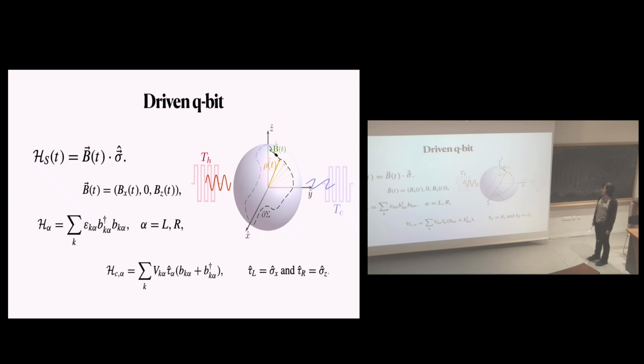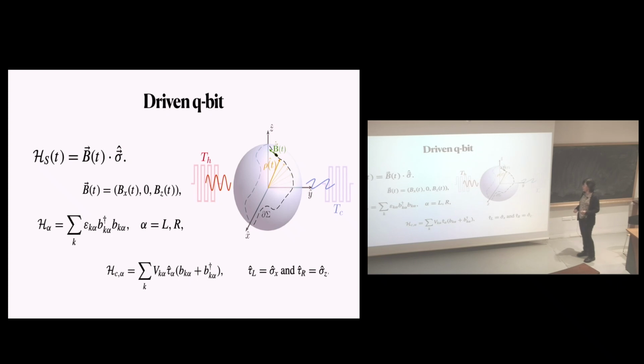So this is an example in which the simplest case you can figure out is a single qubit coupled to two reservoirs at 2 different temperatures and driven by 2 time-dependent parameters, this Bx and Bz. And the idea is to perform a cycle with this time dependence of these B's. The reservoirs are Caldeira-Leggett-like reservoirs, a set of harmonic oscillators.